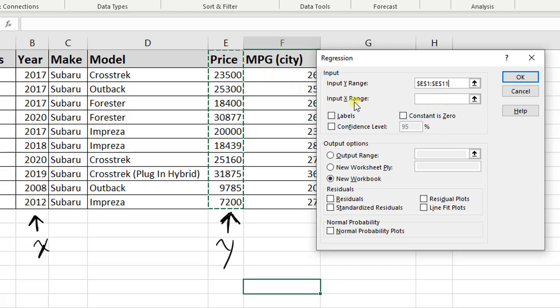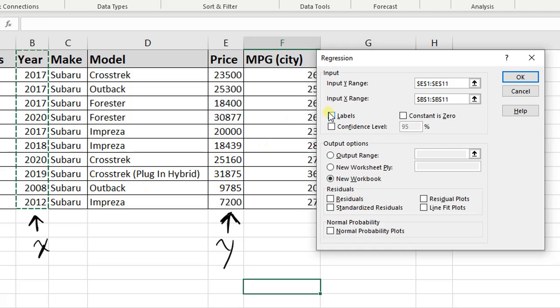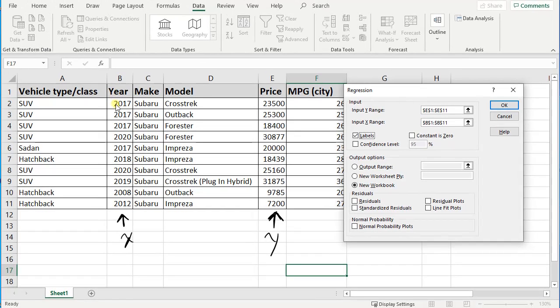Next, the X range. Make sure you click on the next box, so you see my clicker was up here and you need to move it down here by clicking it there. Click on year, hold your clicker, and then release. You see I have B1 to B11. Good. Now the labels. The labels box means that when I highlighted my data, I included the label. I started at B1, I didn't start at B2, so my labels were included, so I need to make sure I check labels. I included price when I highlighted my data.